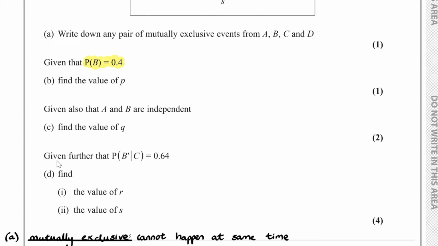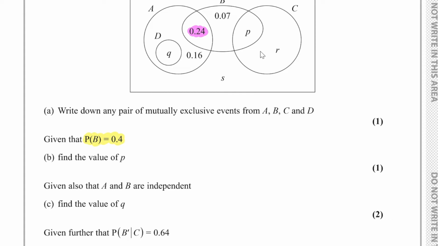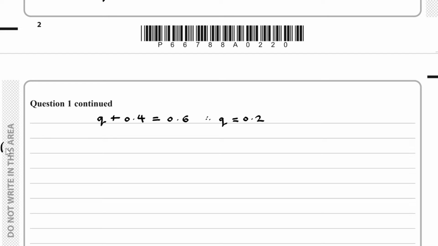Now for part D of the question, given further that the probability of B dash given C is equal to 0.64, we have to find the value of R and then find the value of S. Now what this means is over here, we're looking at something is not B given we have C. Now the probability of C, that's equal to R plus P, and the probability that something isn't B given C, that's just R. So we have over here, for part D of the question, the probability of something not B given C is equal to 0.64.